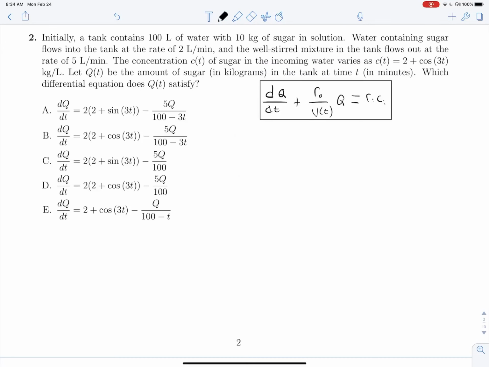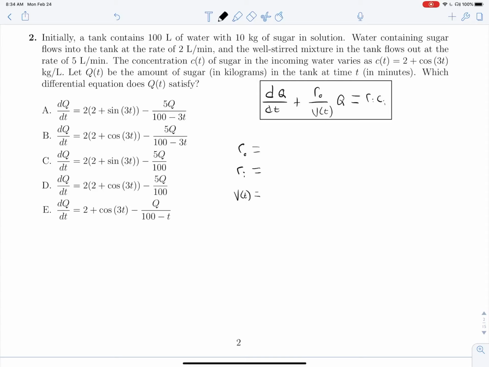So knowing that, all we have to do is fill in the blanks. We know that r_o is the rate of outflow from the tank, and r_i is the rate of inflow of contaminated or sugary or salty water, whatever they're using. In this case, it's sugar that's flowing into the tank. We also have V of t, which is the expression that tells us how the volume of the tank is changing over time.